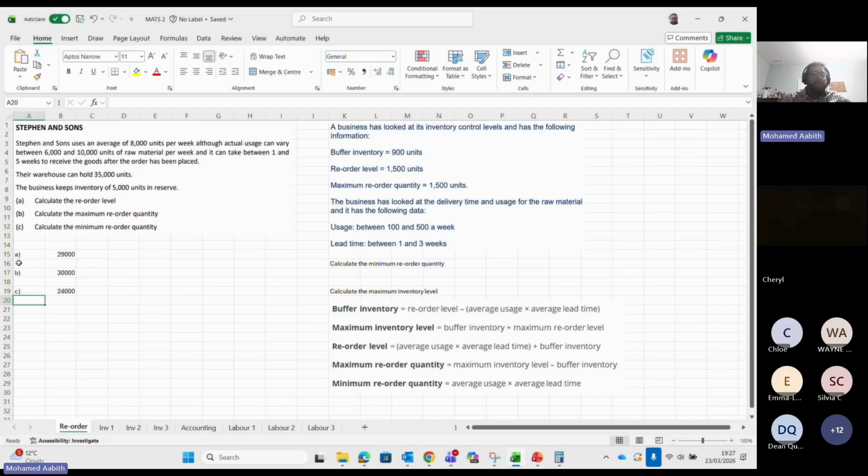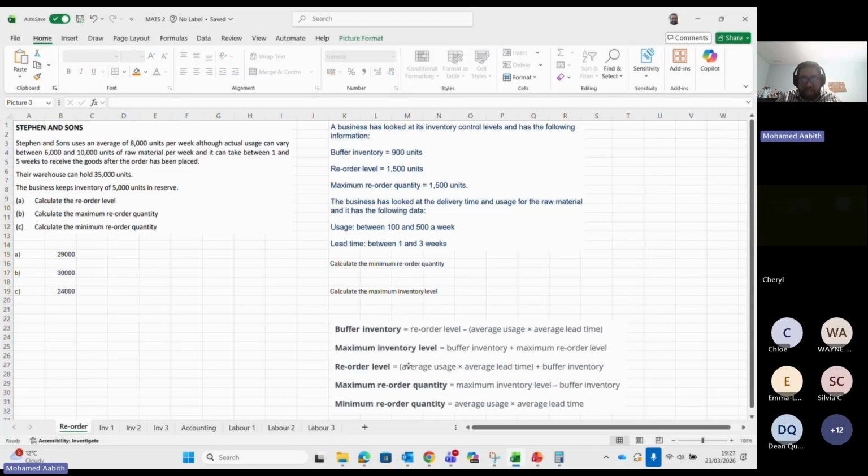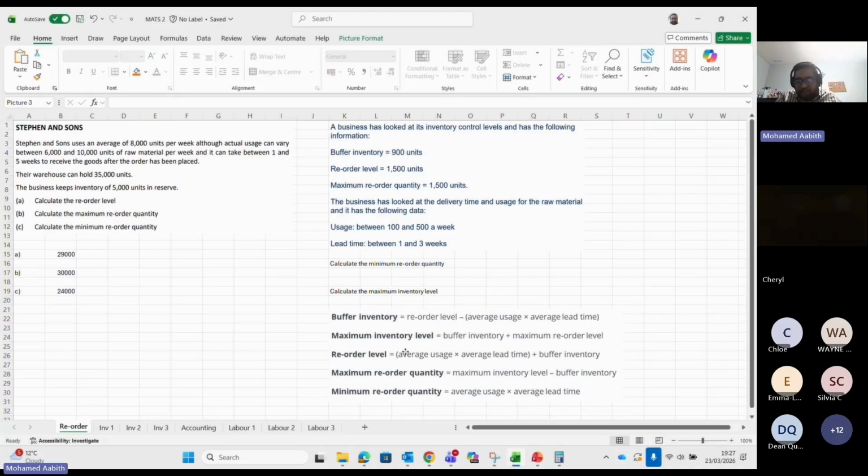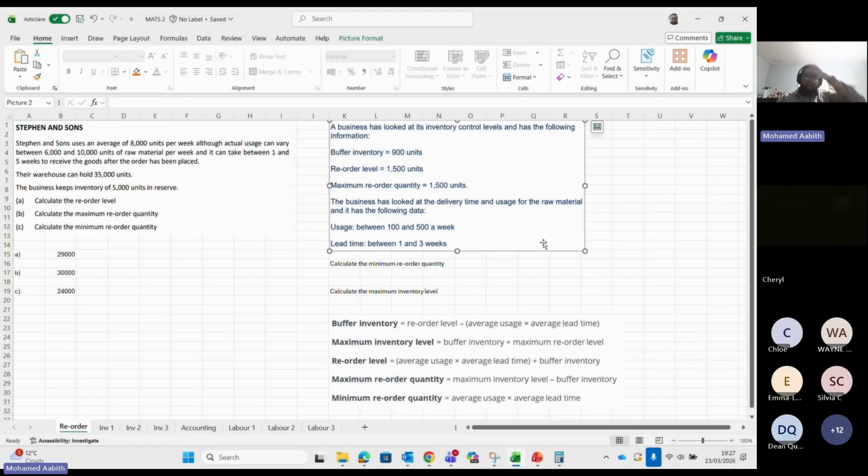So every time I'm going to make an order, I must make the reorder quantity. The level is when you're going to order, the quantity is how much you're going to order. Those are the two differences. Now let's see this question here. It is also a similar type of question. So let's see the first one here now.